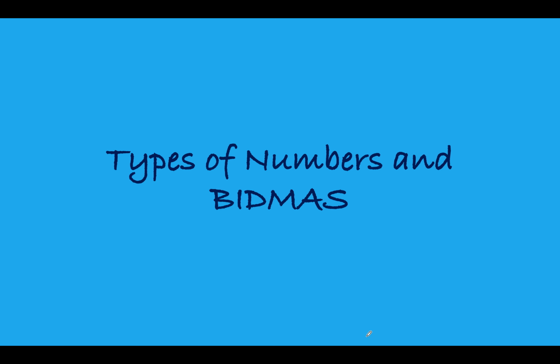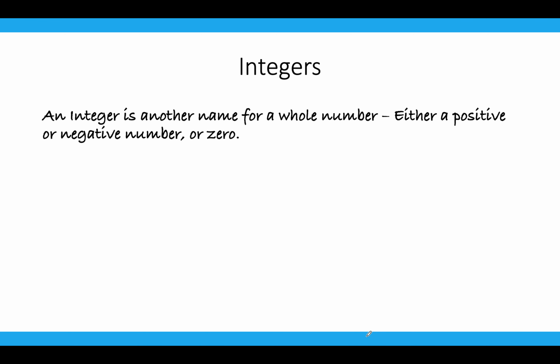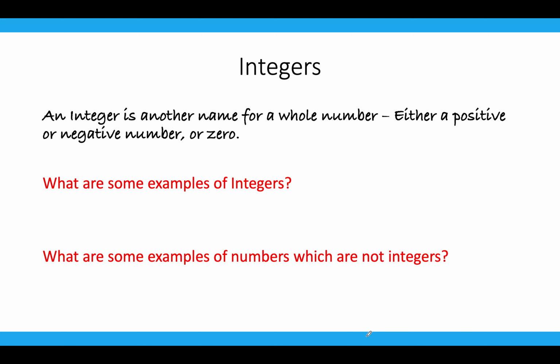In this video we're going to be looking at types of numbers and BIDMAS. So let's get started. First of all, we're going to have a look at what an integer is. The exact definition of an integer is this: an integer is another name for a whole number, and it can be either positive or negative or zero.